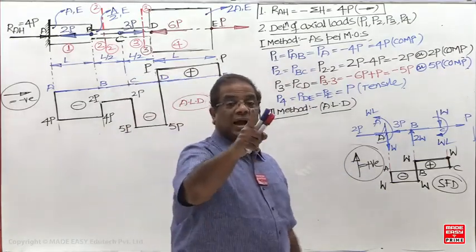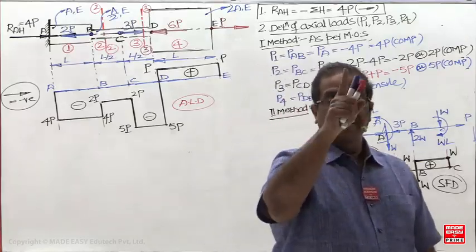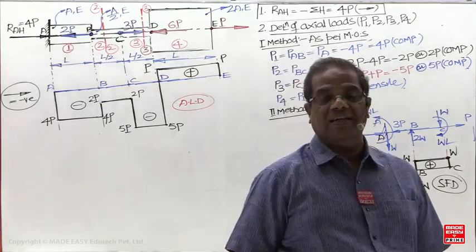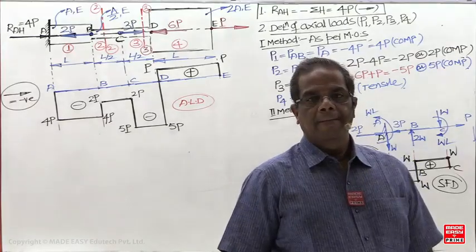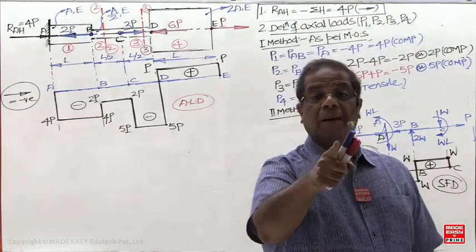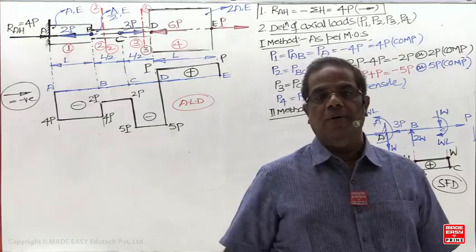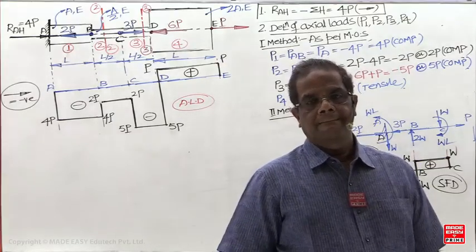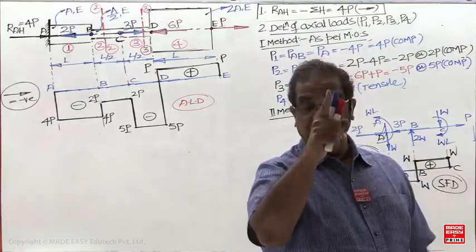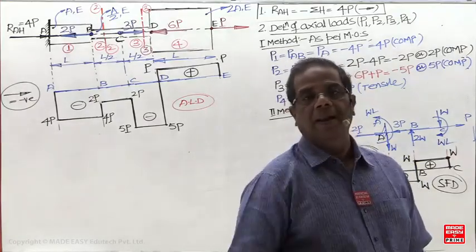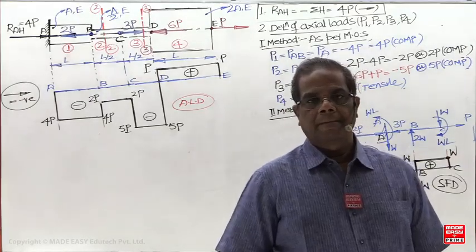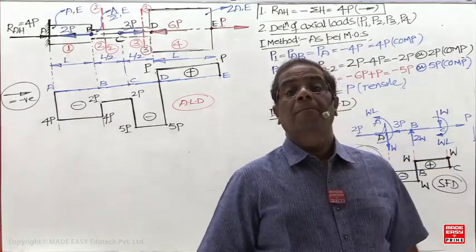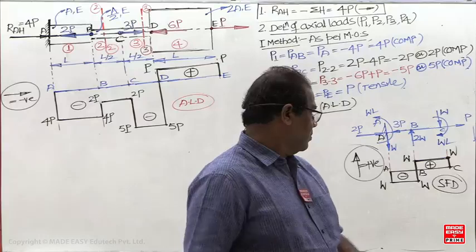So remember, the height of the vertical line in ALD will give the magnitude of the applied axial load at that cross section. In SFD, the height will give the magnitude of the constant point load. In BMD, the height will give the magnitude of the bending couple. And the height of the vertical line in the torque diagram will give the magnitude of the twisting couple.